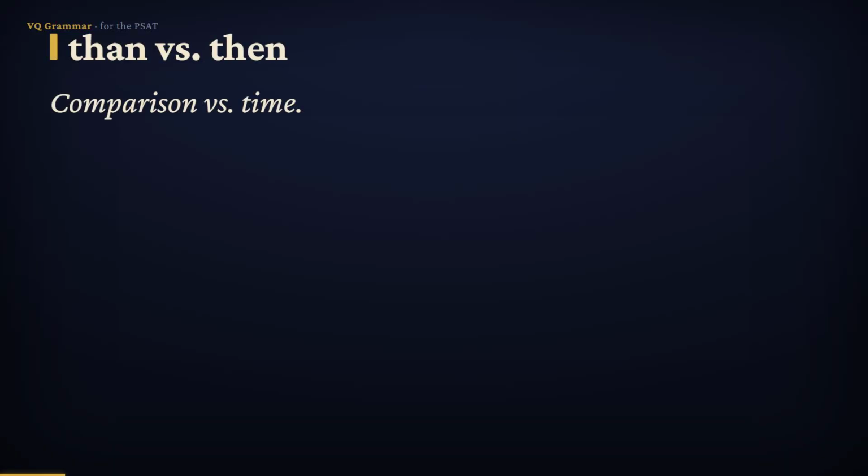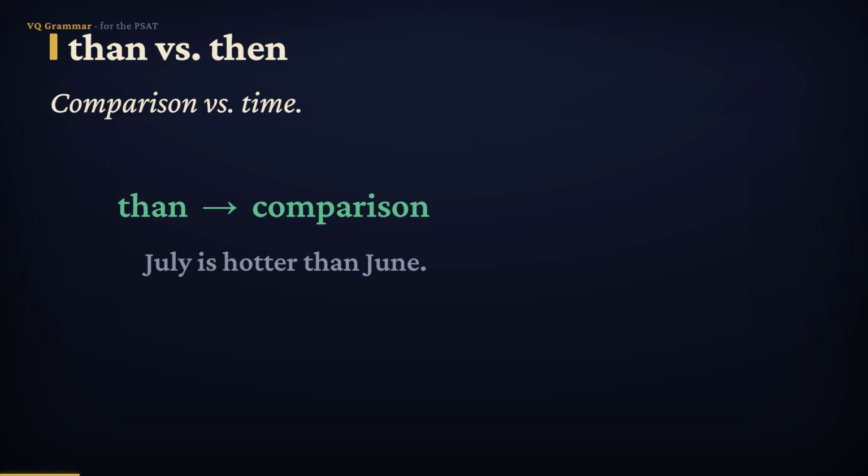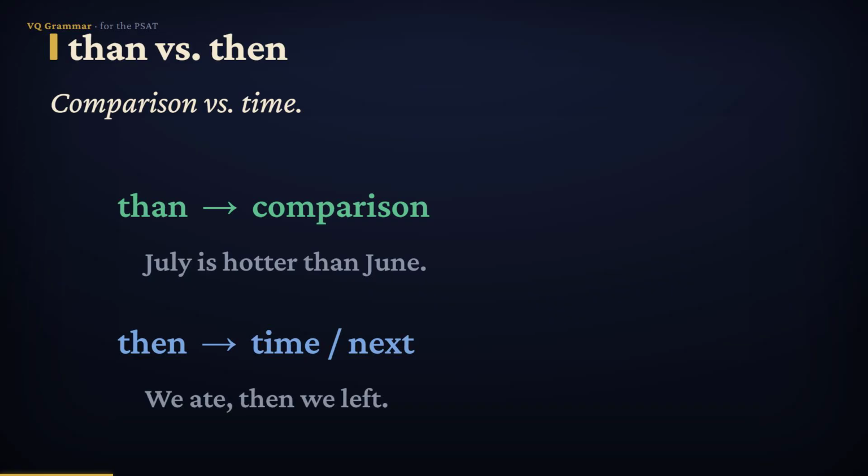First pair, than and then. Than, with an A, is for comparison. July is hotter than June. Anytime you're comparing, bigger than, more than, better than, you want than with an A. Then, with an E, is about time. It means at that time, or next. We ate lunch, then we toured the museum. So the trick is the vowel. A for compare, E for time, like in the word when.